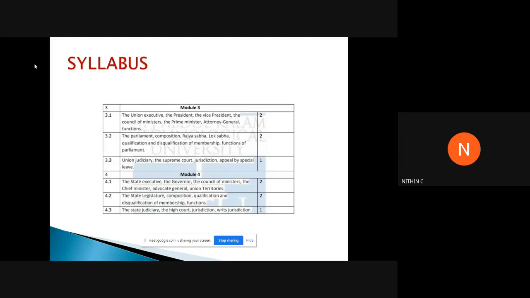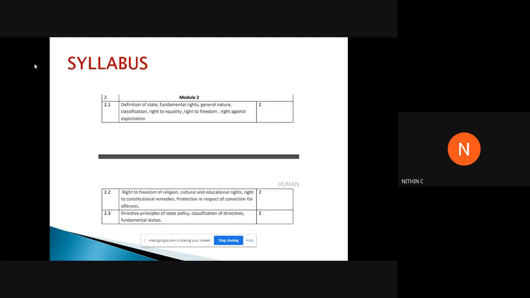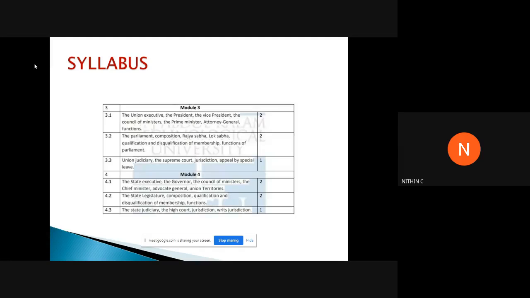Then the third module. If in the second module we studied about the state, in the third module we will be discussing the union executive, central powers and all. The state executive will be coming in the fourth module. So the union executive: the president, vice president, the council of ministers, prime minister, attorney general, functions, how the elections happen and such things, we will study in the first part of the third module.